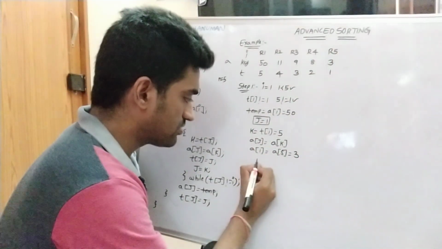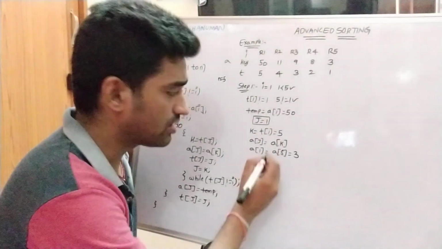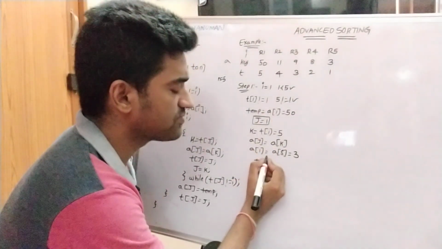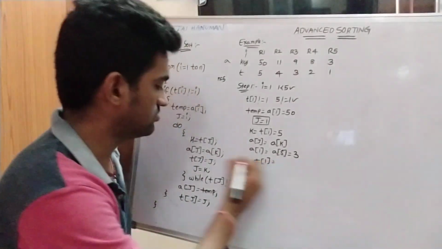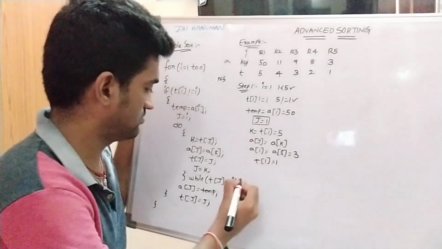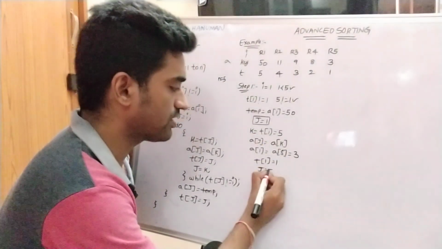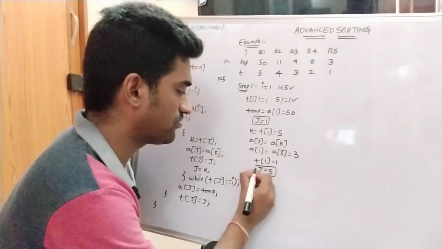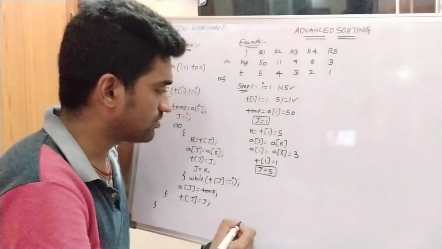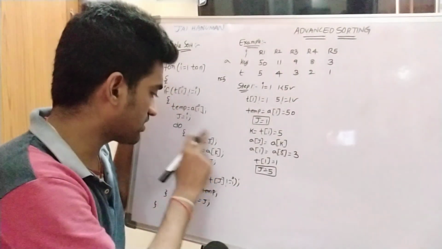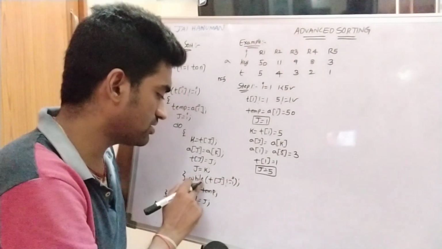T of J is equal to J, so T of 1 is equal to 1. J is equal to K. What is the K value? 5. So J is equal to 5. After completion of this statement's execution, we are checking the condition again.